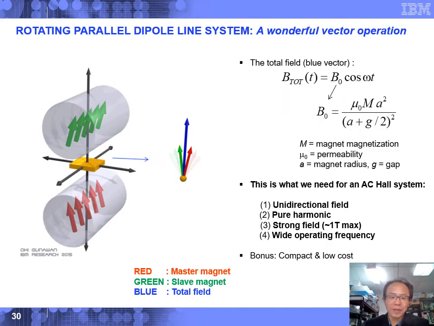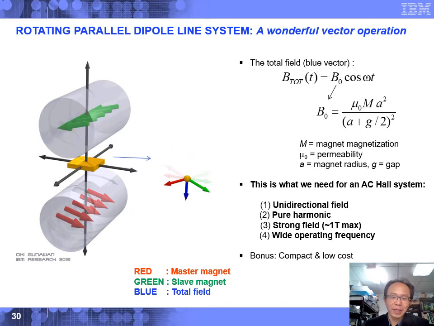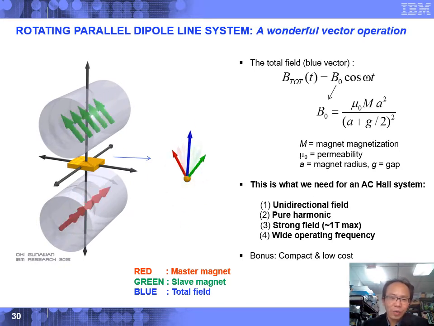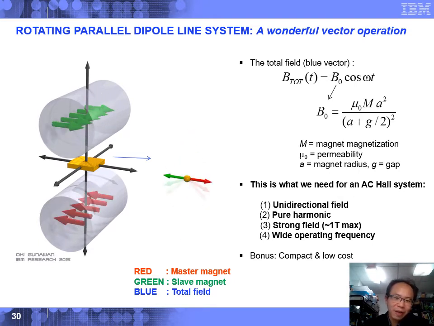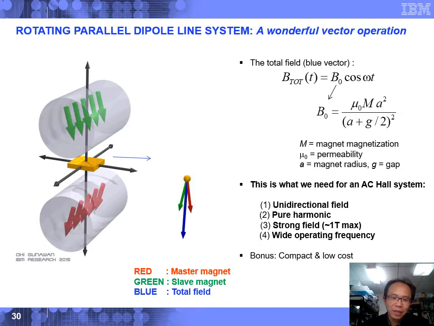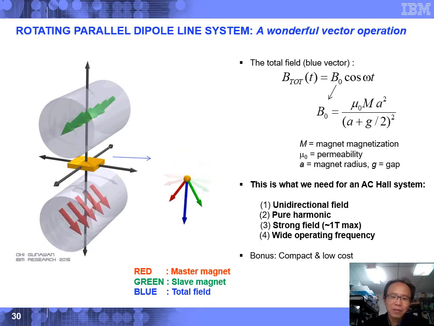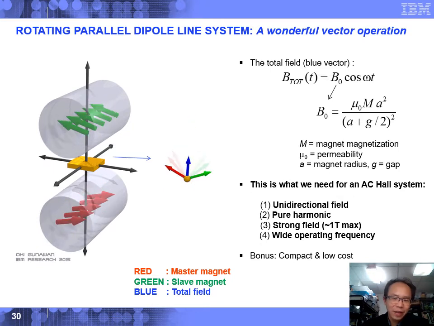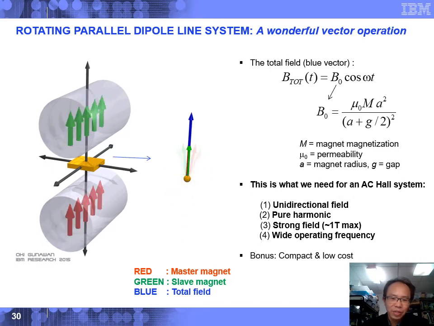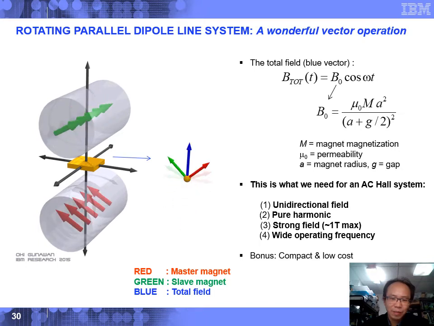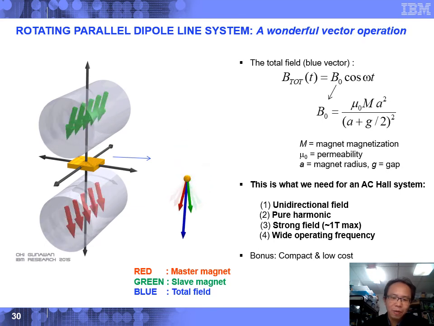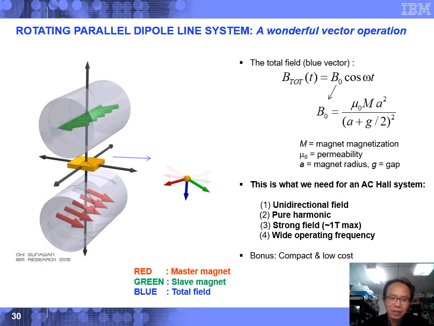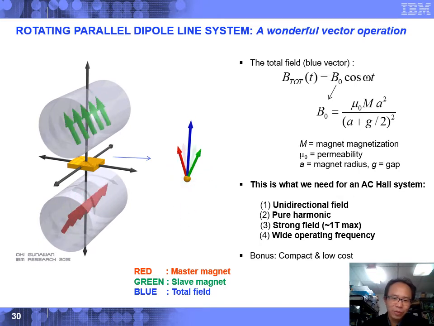So the operation of the PDL system is pretty interesting. When you rotate the master magnet at the bottom, the top magnet, or the slave magnet, will follow. And what happens is that they generate counter-rotating magnetic fields. The master magnet at the bottom produces the counterclockwise magnetic field, the red color, while the top or slave magnet produces the clockwise rotating magnetic field. As a result, you produce the total magnetic field, which is the blue color, which has four important properties.